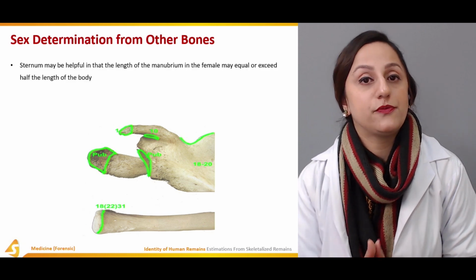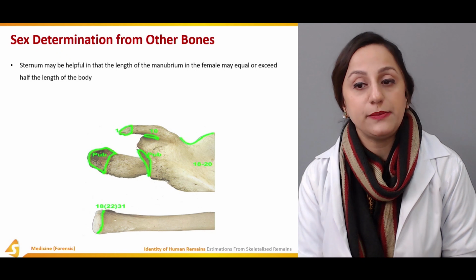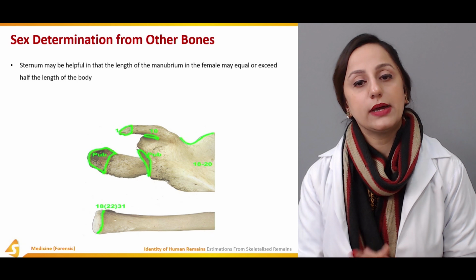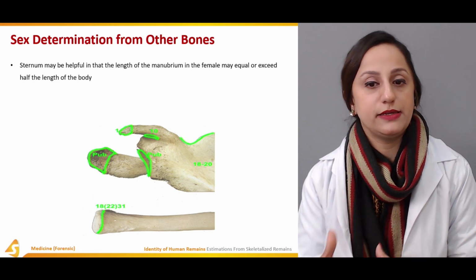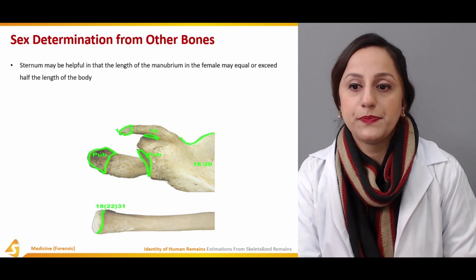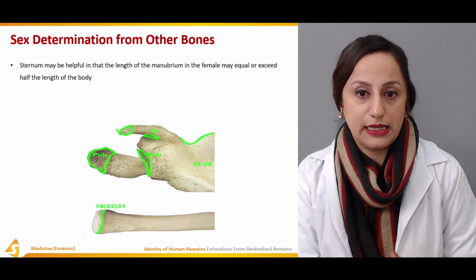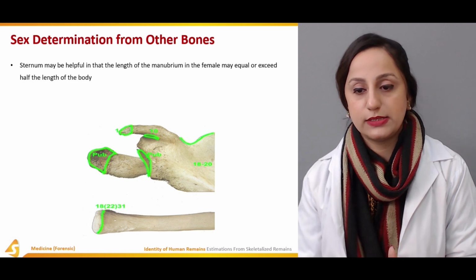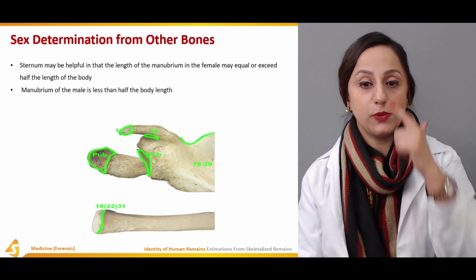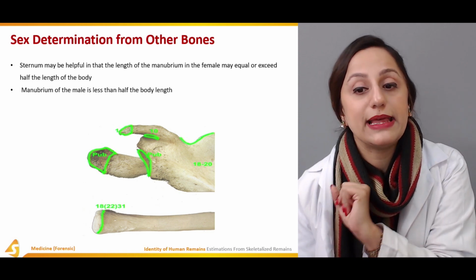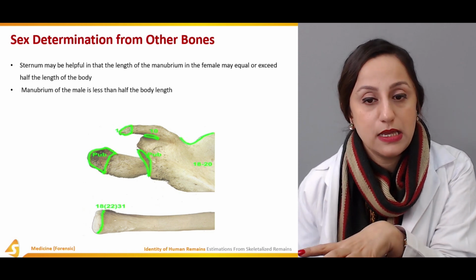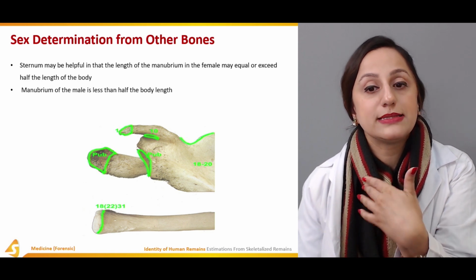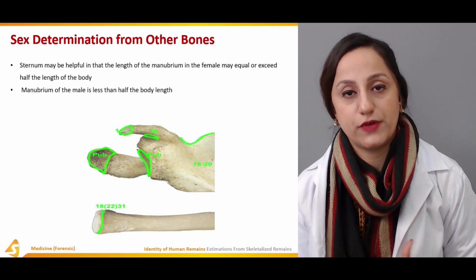So, the sex determination from the other bones. Now the sternum may be helpful, in that the length of the manubrium in the female may equal or exceed half the length of the body. So it is sometimes held that if only the sternum is available, we can tell whether it is a male sternum or a female sternum. This can be one of the things that we can deal with. Then the manubrium of the male is less than half the body length. This is also one of the points that we have to deal with when determining the sex of the bones of a certain person.